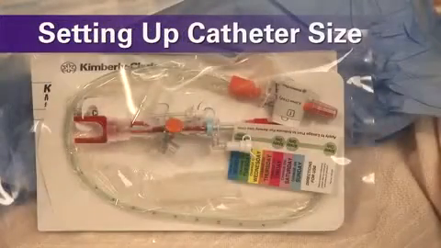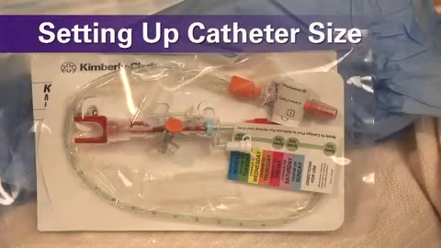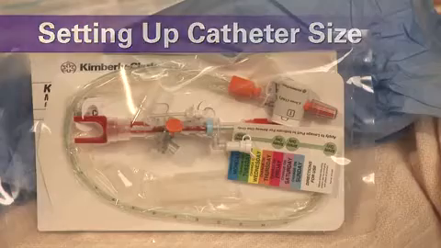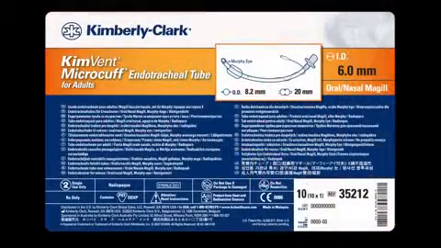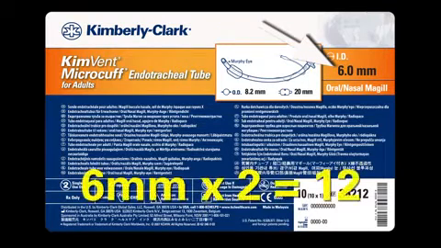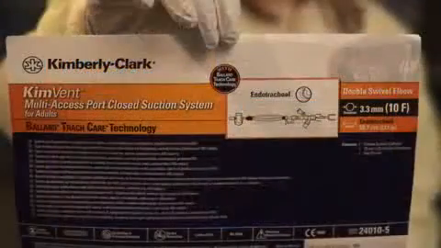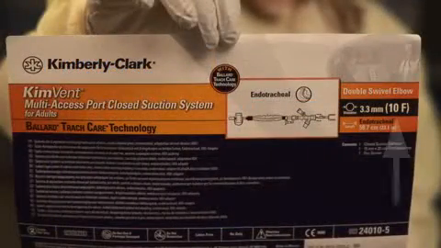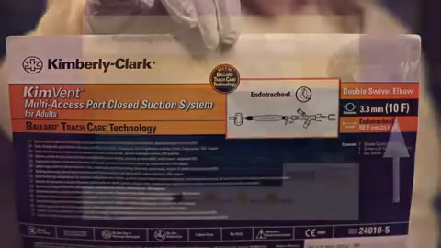Before setting up the procedure, wash your hands according to your unit protocol. To set up the procedure, first select the appropriate size Kimvent MAP closed suction catheter. To calculate the correct size catheter, multiply the endotracheal tube diameter by 2. In this case, 6 millimeters times 2 equals 12. Then use the next smallest size catheter, which in this case would be a 10 French.